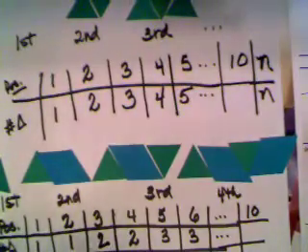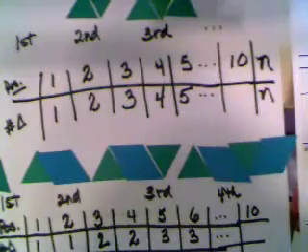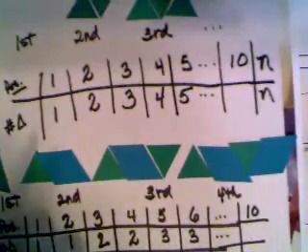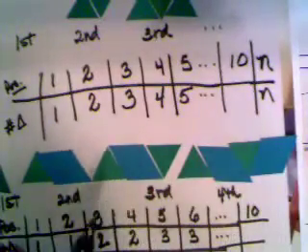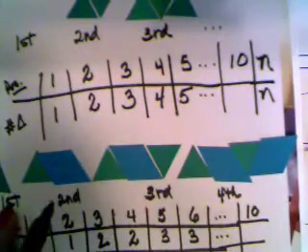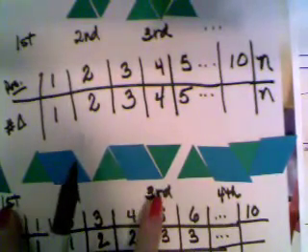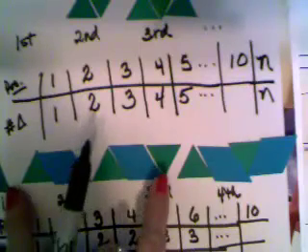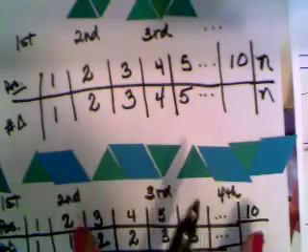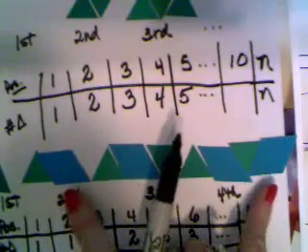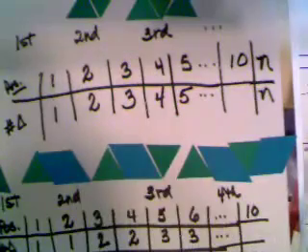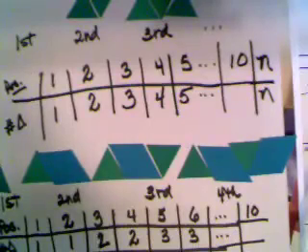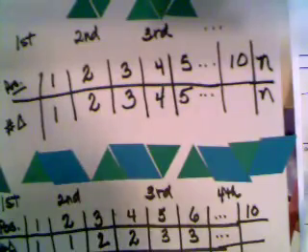All right, now, do you see a pattern in how the numbers end? If it's an odd number, like the first position and the third position, the shape ends in a triangle. If it's an even, the shape ends in a parallelogram. So when I get to the 10th, it's even, so I know that I'm going to end with a parallelogram.